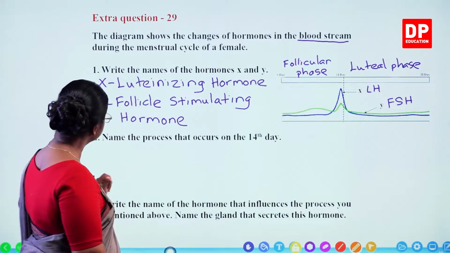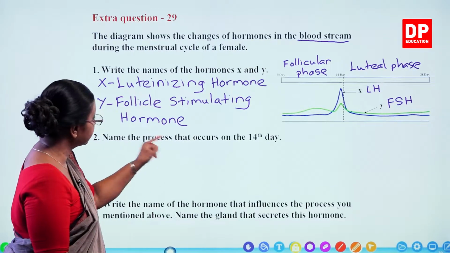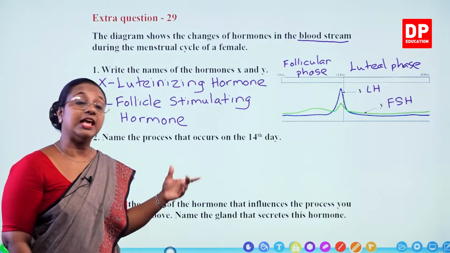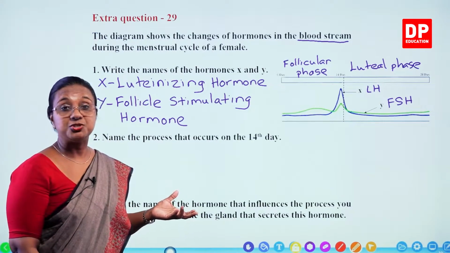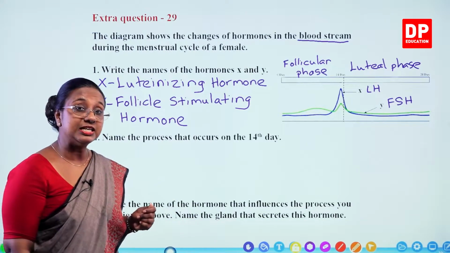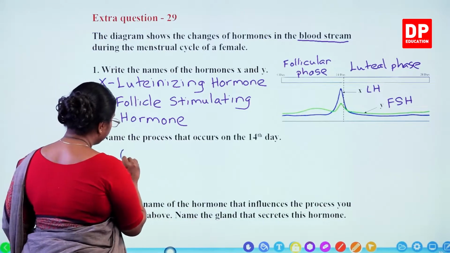Then we have the second question. Name the process that occurs on the 14th day. I mentioned that it is ovulation, bursting of the mature Graafian follicle to release the ovum. So that is ovulation.